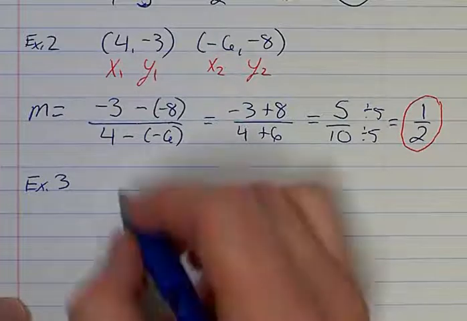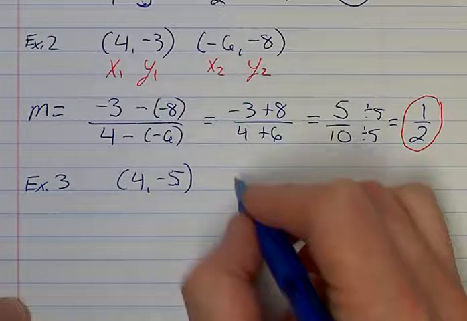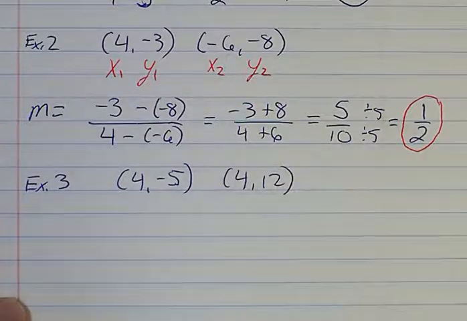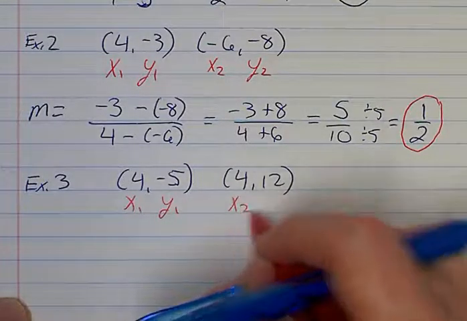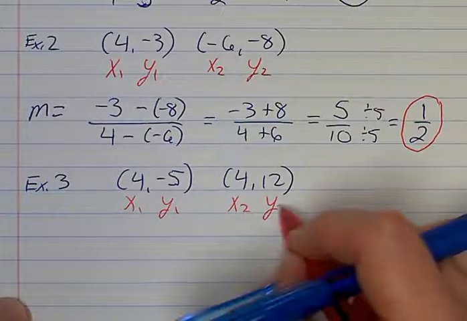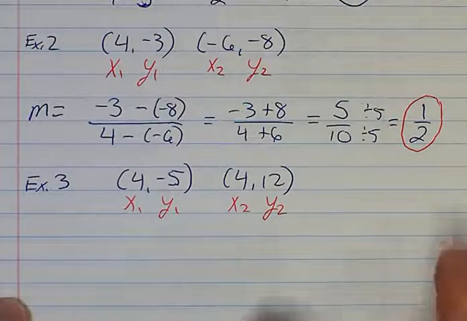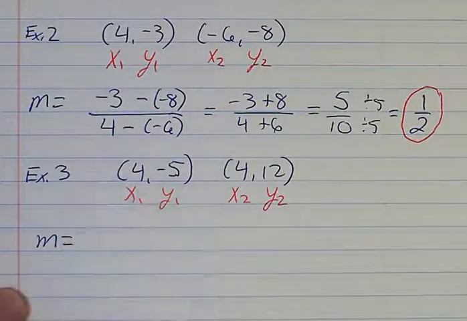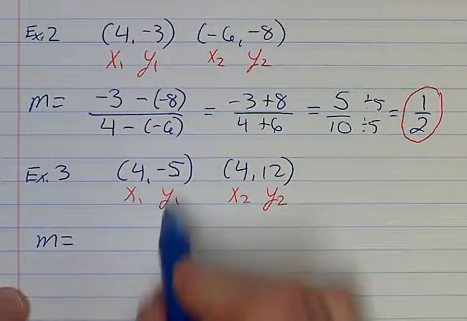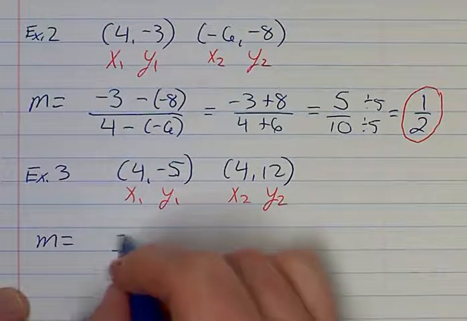Here's where we have to be a little bit careful with some of these. (4, -5) and (4, 12). And again, it's a little thing, but go back and label both of those, x1, y1, and x2, y2. First point's all 1s, second point's all 2s. Okay, and again, first points go first, second points go second. You just have to put the y's on top.